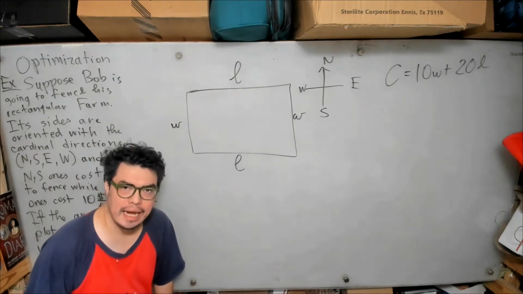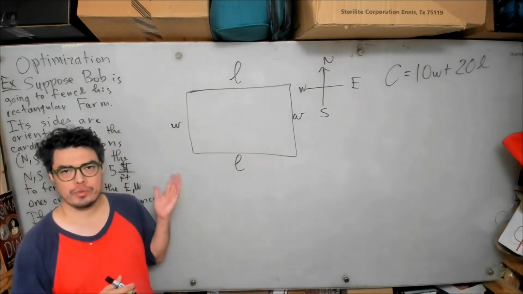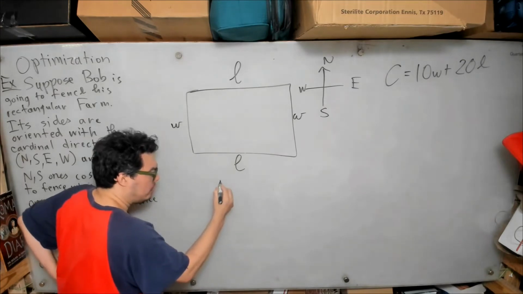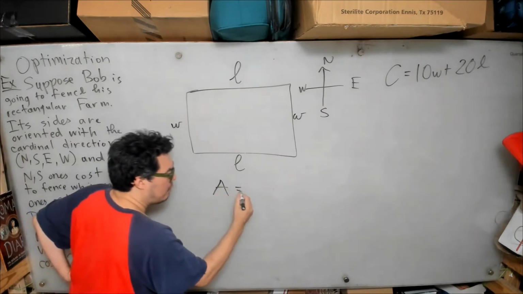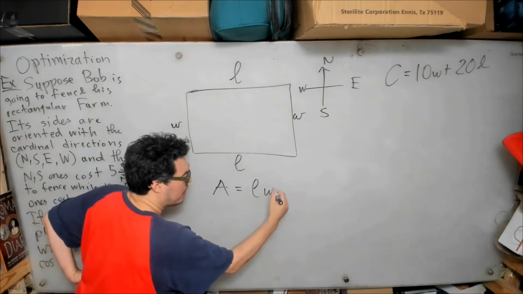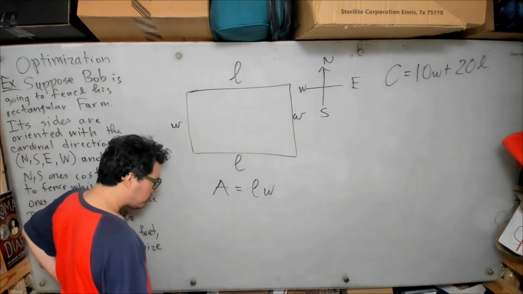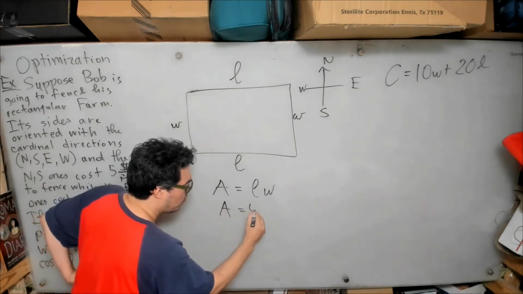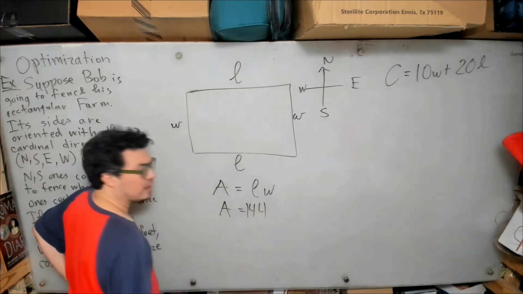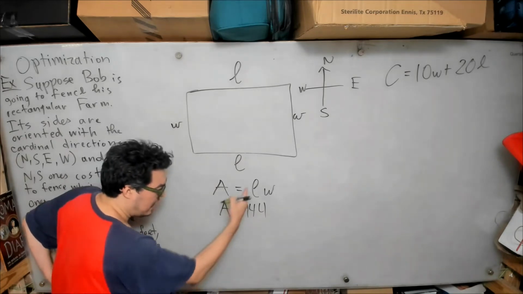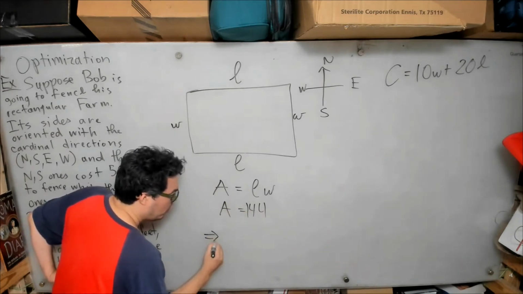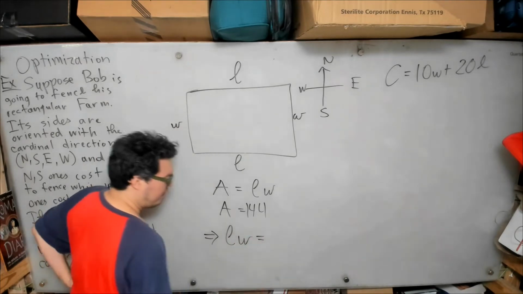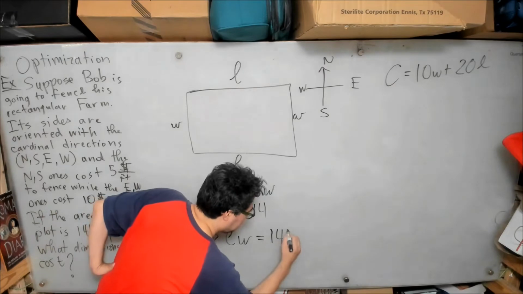They tell us that the area is 144 square feet. So we remember that the area of a rectangle is going to be the length times the width. That's the area of a rectangle. In our particular case, we know that our area has to be 144 because they told us. So taking these two facts together, we see that the length times the width have to give us 144.